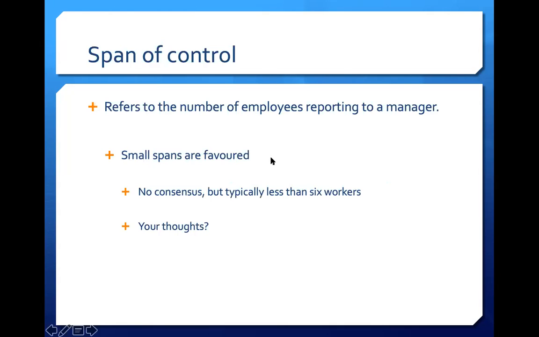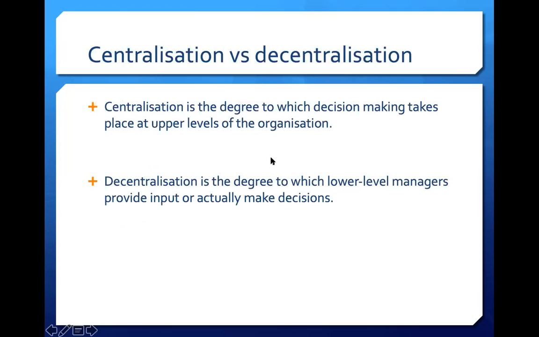Right. And the other issue is centralization versus decentralization. Centralization reflects the degree to which decision making takes place at the upper level of the organization, whilst decentralization is the degree where lower level managers provide input, and in fact they may also make the decisions.